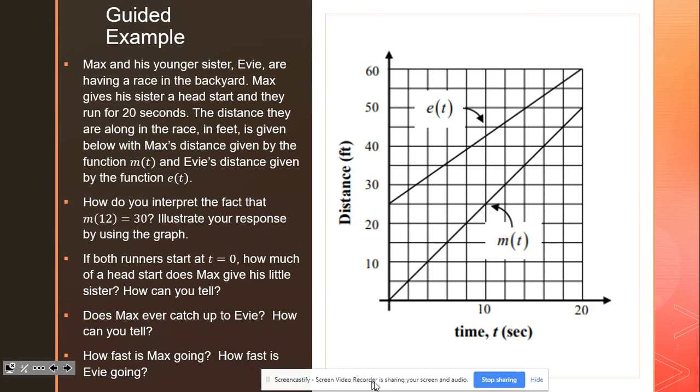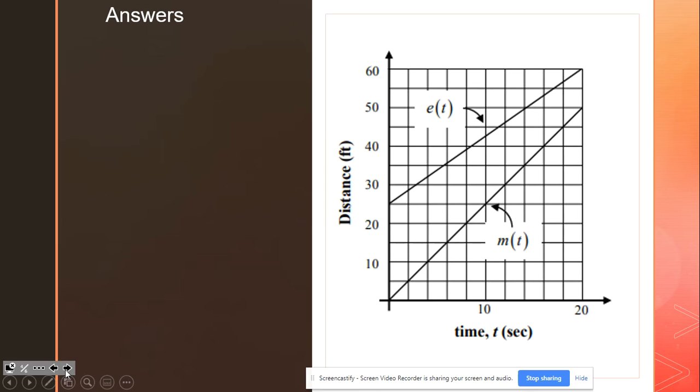Let's take a look at a guided example. There's a lot here. What I'd like you to do is write the guided example. I'd also like you to sketch the graph to the best of your ability in your notes. You should pause the video at this point to give yourself a chance to write all of this down. All right, let's take a look at the guided responses.